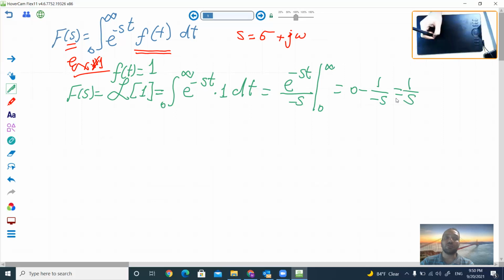So the Laplace transform of 1 from now on will be 1 over s. We will not go through these details anymore. Once you find 1 and you are asked to find the Laplace transform of 1, you will put directly 1 over s.